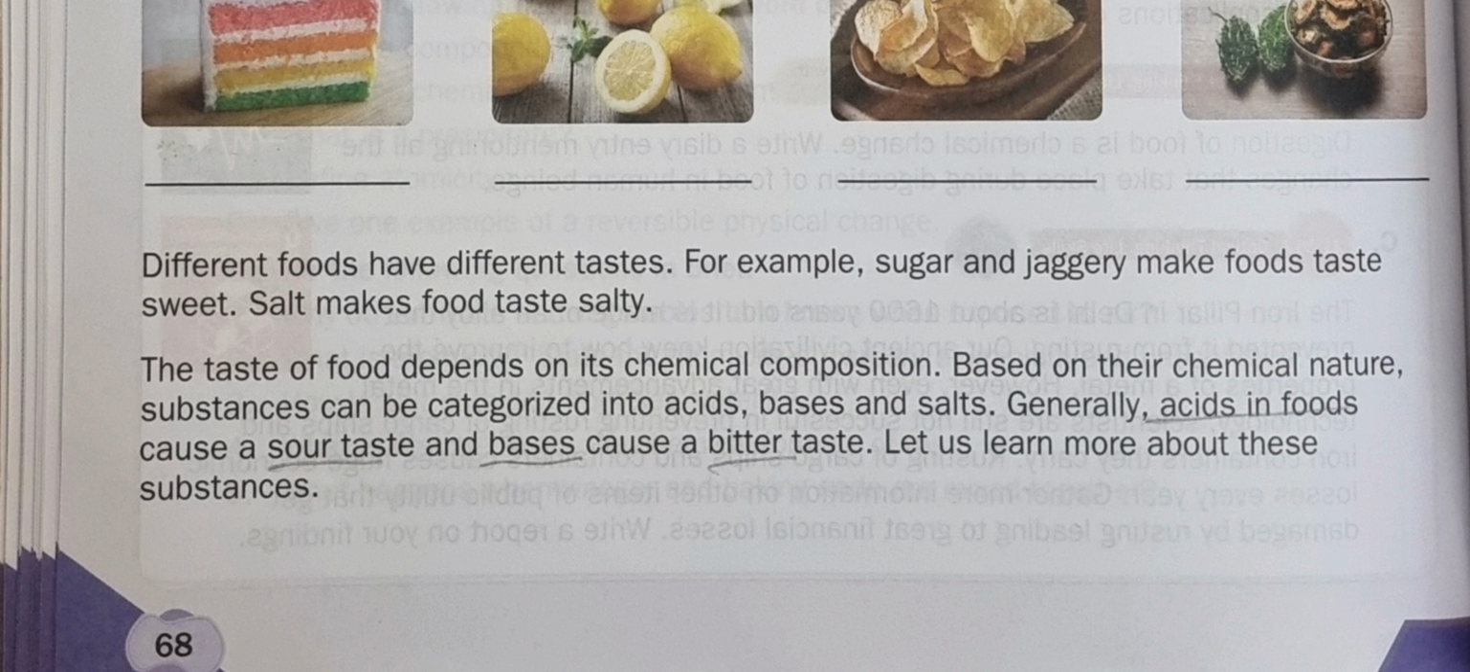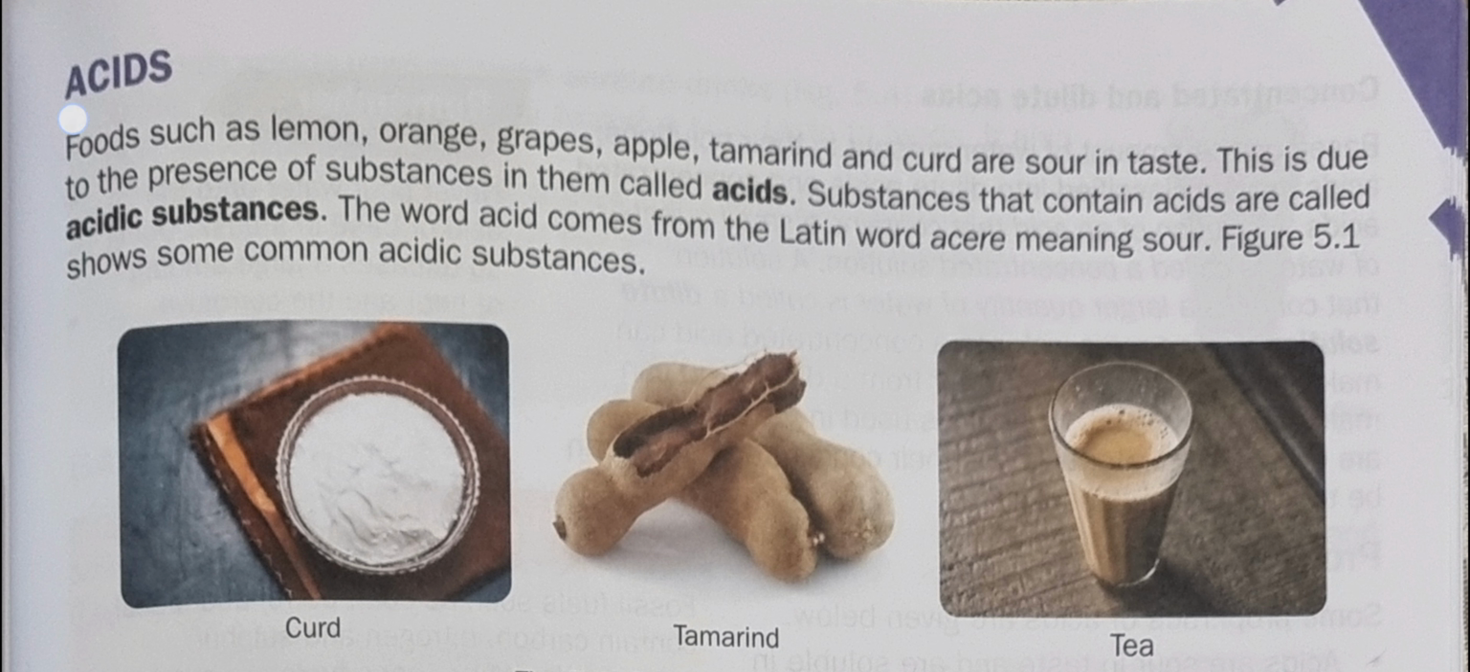The taste of food depends on its chemical composition, based on its chemical nature. Substances can be categorized into acids, bases and salts. Generally, acids in food cause a sour taste and bases cause a bitter taste. Let us learn more about these substances. Acids.